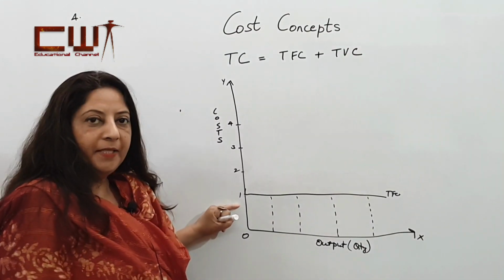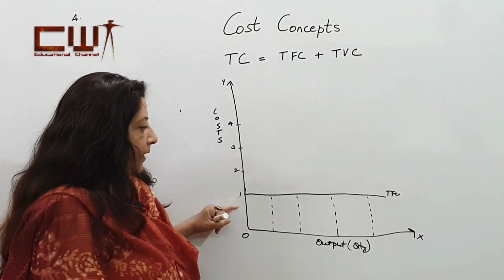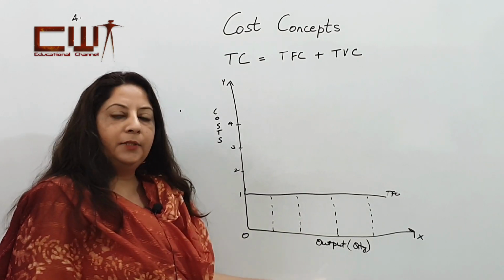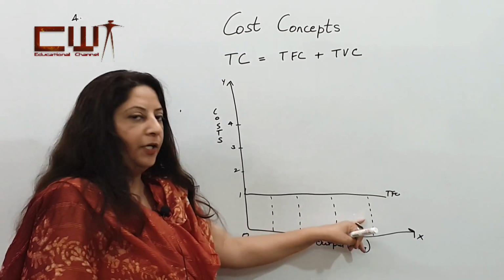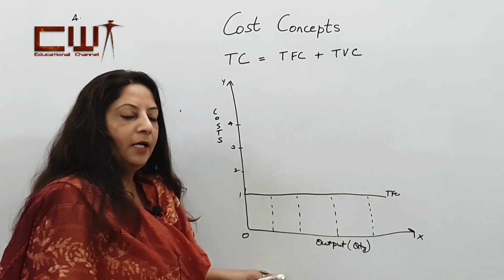Total fixed cost remains same at all levels of output. It is a straight line which is parallel to the x-axis. Wherever output goes, the fixed cost will not change with any change in the output.